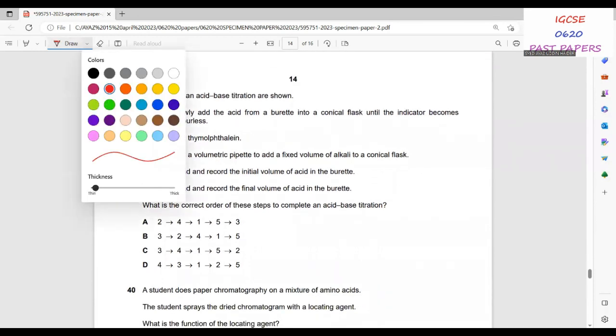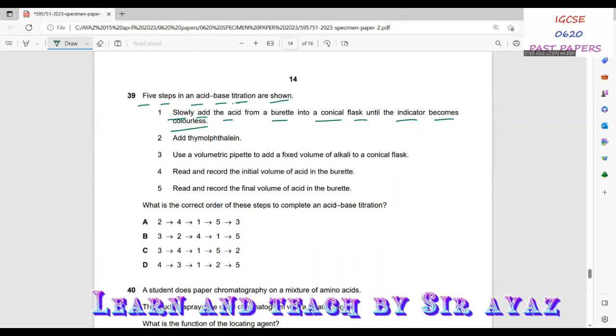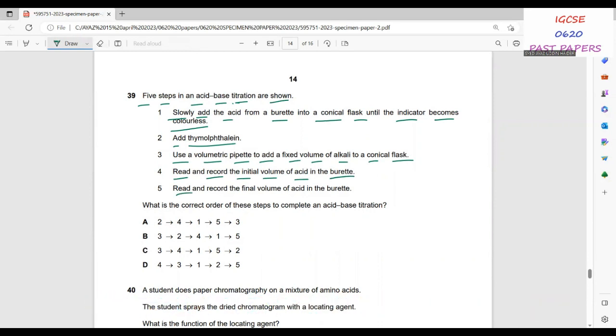39. 5 steps in an acid-base titration are shown. Number 1, slowly add the acid from a burette into a conical flask until the indicator becomes colorless. 2, add phenolphthalein. 3, use a volumetric pipette to add a fixed volume of alkali to a conical flask. 4, read and record the initial volume of acid in the burette. 5, read and record the final volume of acid in the burette. What is the correct order of these steps to complete an acid-base titration?